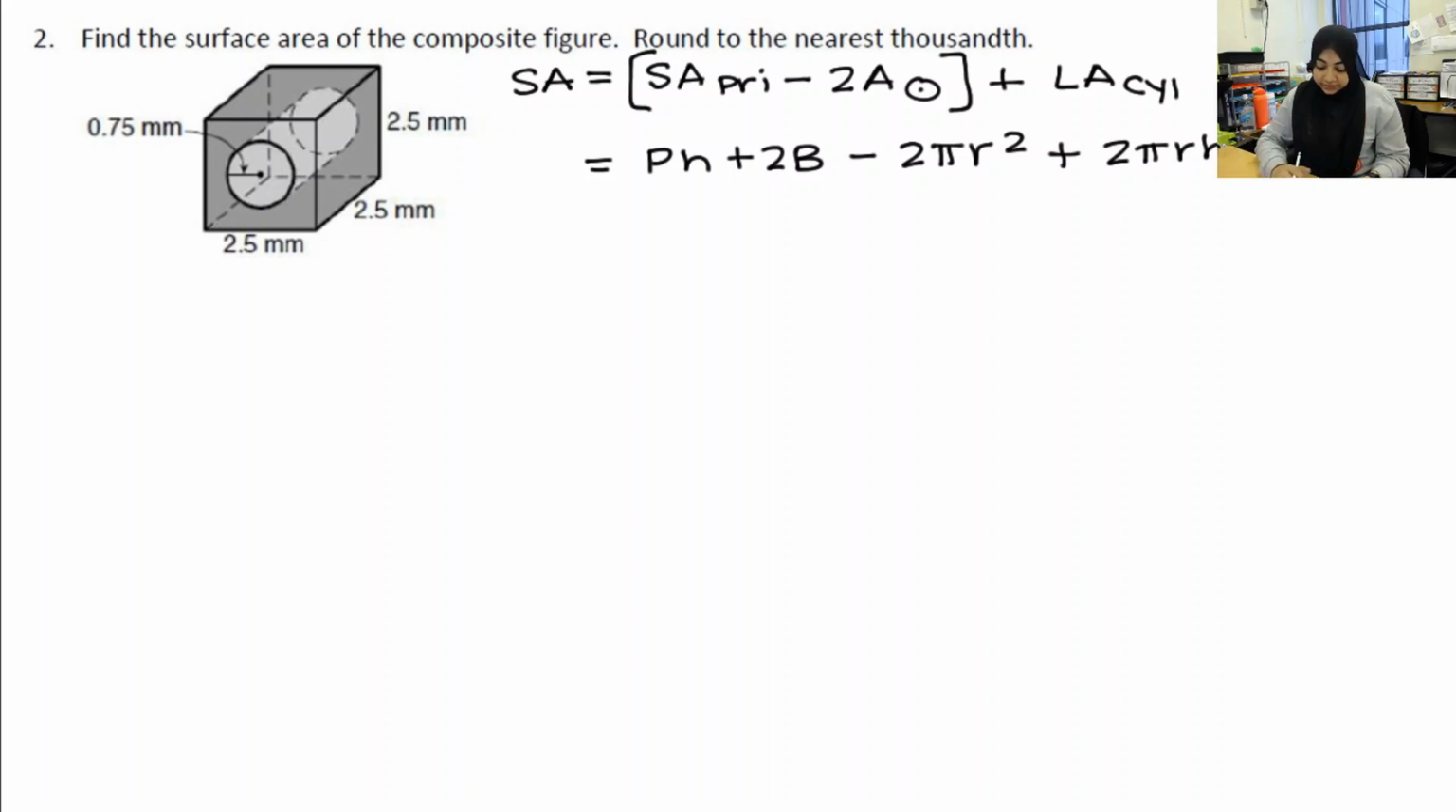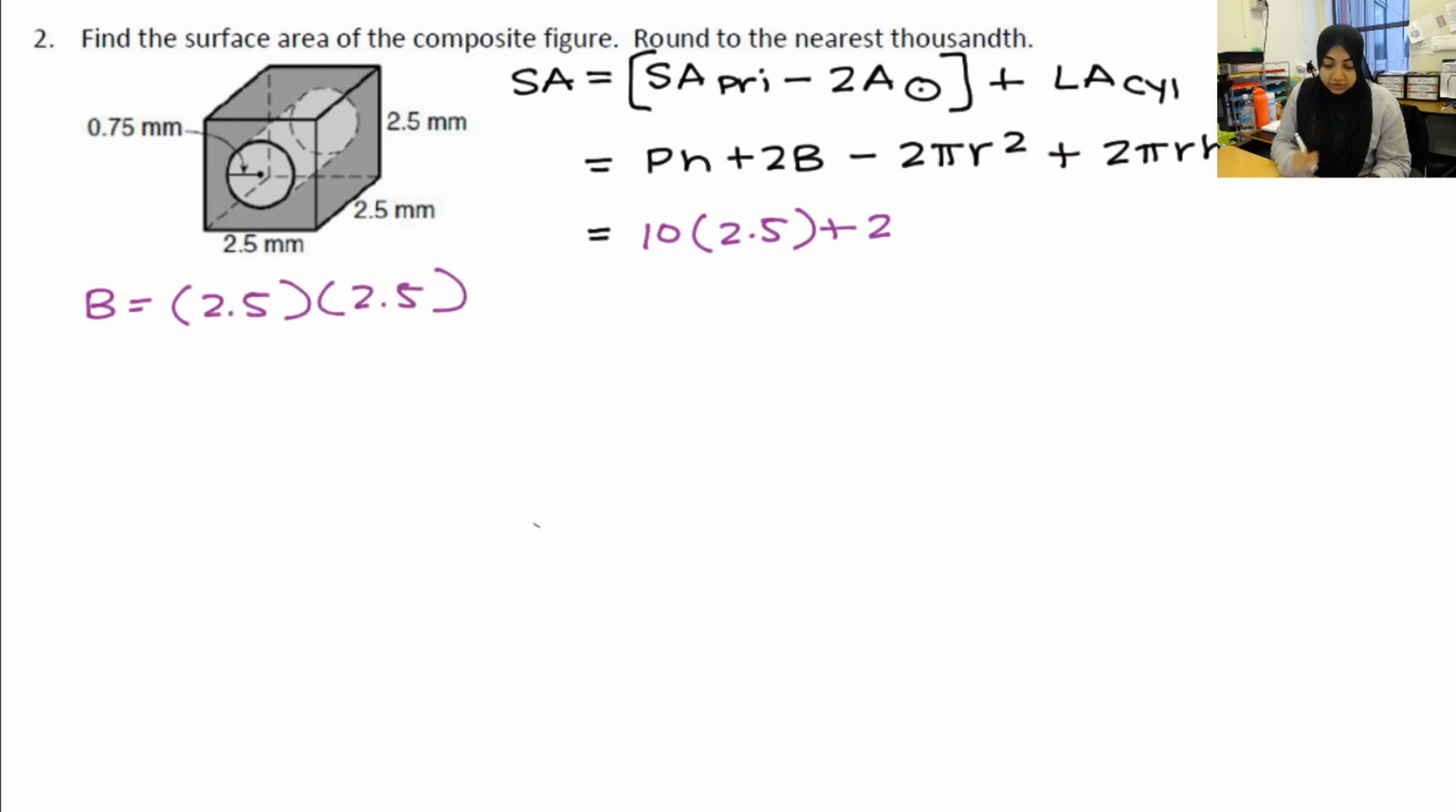So now, of course, I need to find the perimeter of my base. Notice my base is actually a square, so this is actually going to be pretty easy for us to find that perimeter. 2.5 plus 2.5 plus 2.5 plus 2.5, which is 10. Times the height, which again is 2.5. Plus 2 times the area of the base. The area of the base, of course, is 2.5 times 2.5, which is, just wanted to confirm, 6.25.